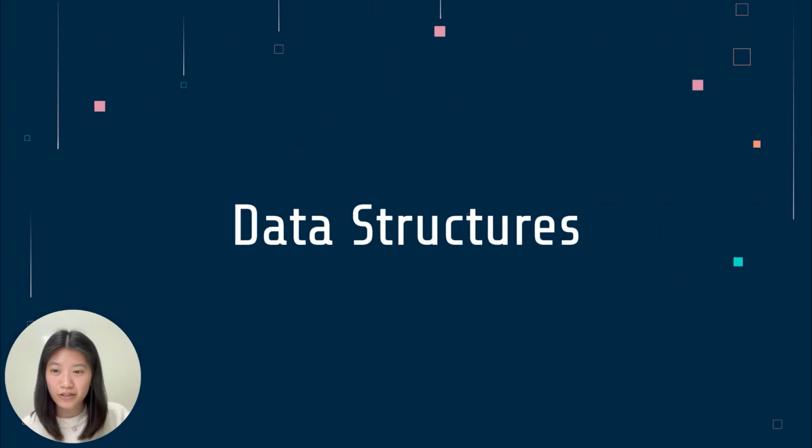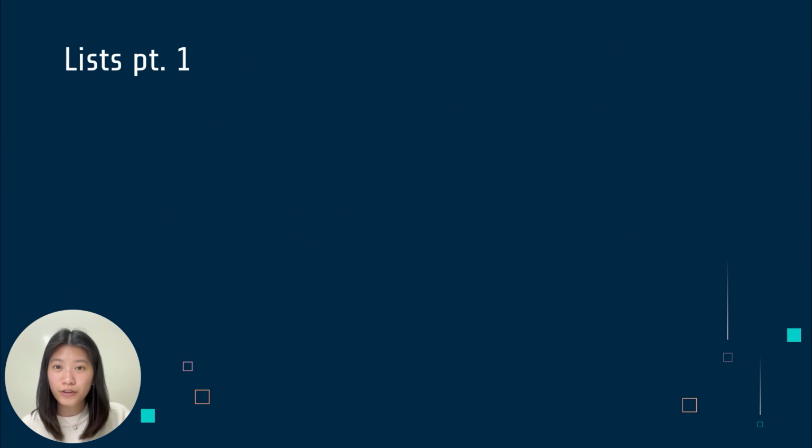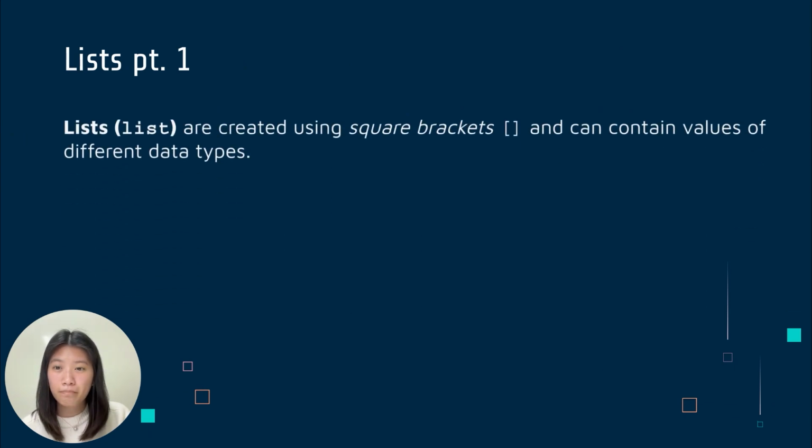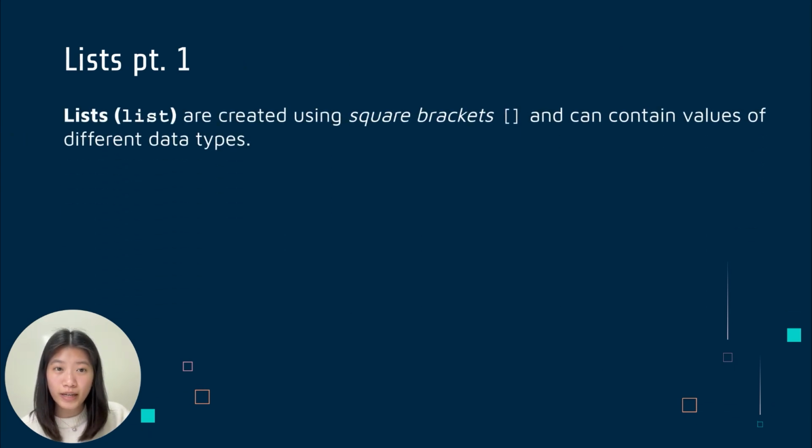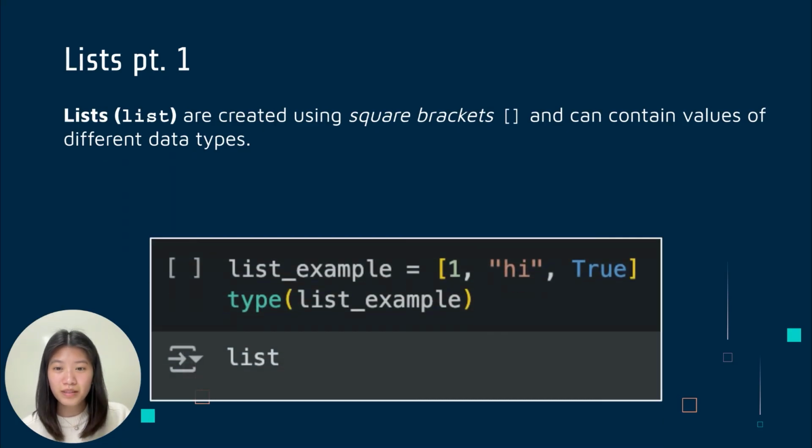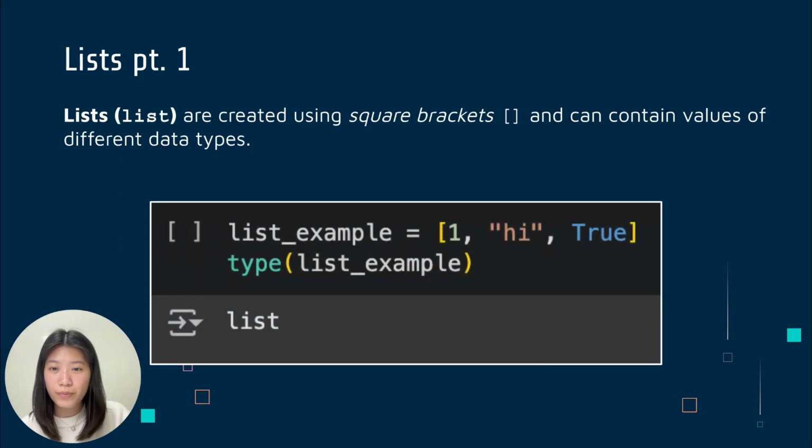Now moving on to some data structures. So first we're going to talk about lists. So lists are created using square brackets, and they can contain values of different data types. So as an example, we created a variable named list_example, and we set it equal to this list here. And how we created the list was we used the open square bracket, and we ended our list with a closed square bracket. Within our list, we have 3 different elements.